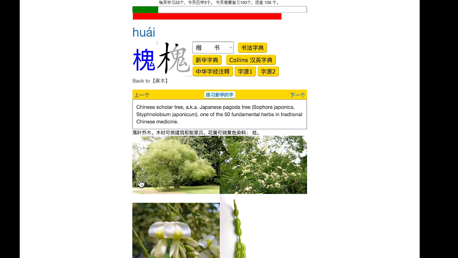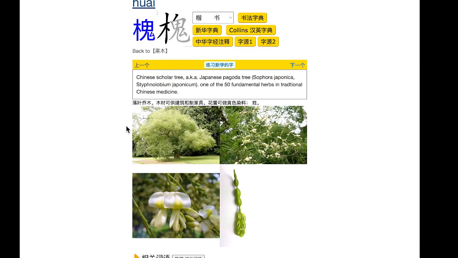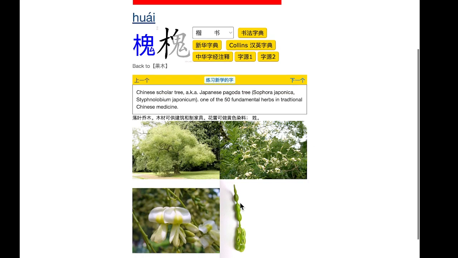This one on the right doesn't really sound that similar. It's gui, the one that means ghost. But with the wood tree radical on the side, it reads huai, white. Huai refers to the Chinese scholar tree, which is also known as the Japanese pagoda tree. This is used as one of the 50 fundamental herbs in traditional Chinese medicine. Here, this is what the whole tree looks like. This is some of the branches and leaves. This is the flowers, and this is the bean pods. Seed pods.